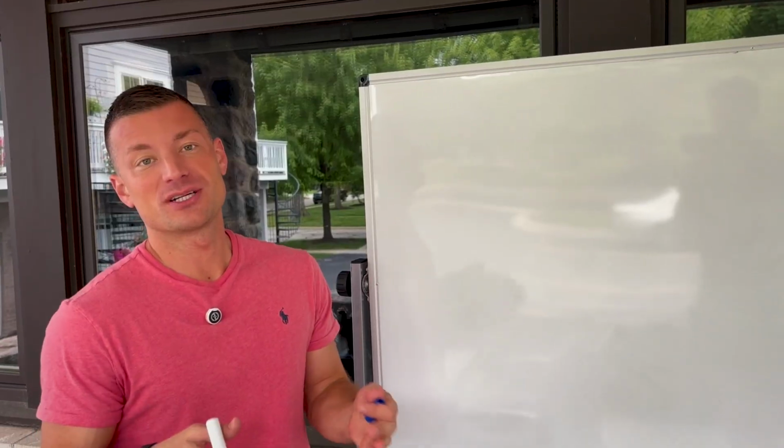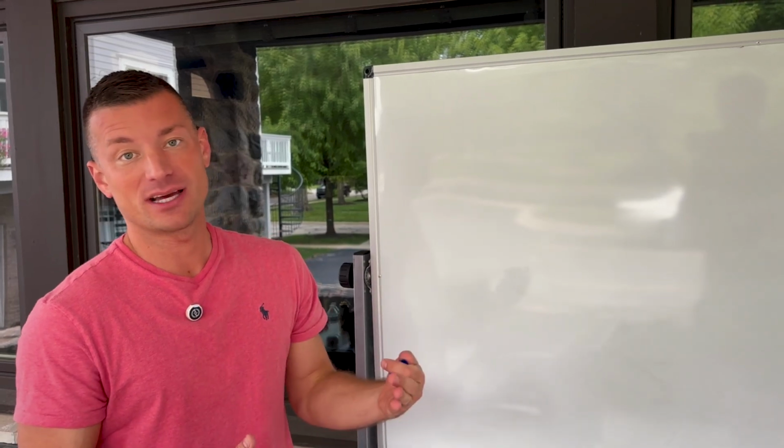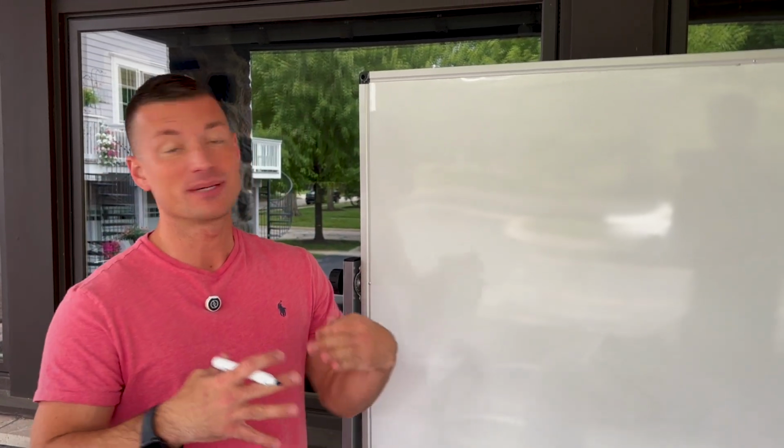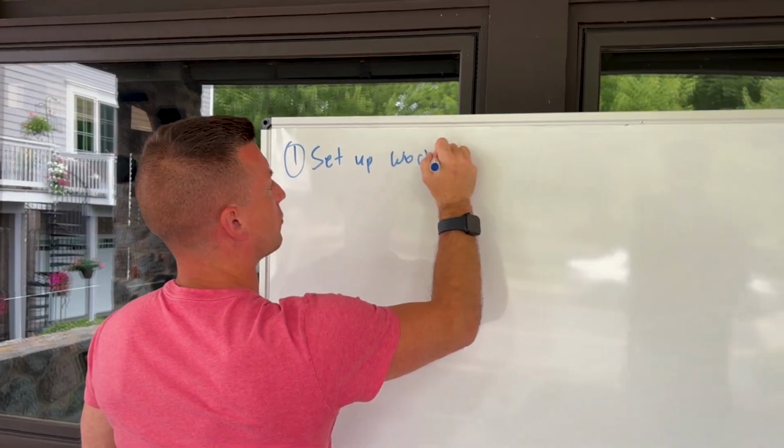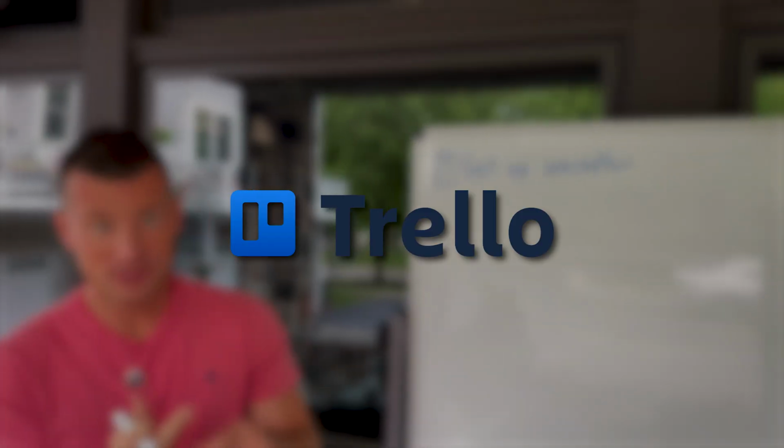First thing you're going to want to do, because you're going to be producing a lot more video content, which if you don't have a good process or system is going to be chaotic. So step number one, we want to set up our workflow. This could be Trello, Airtable, or Monday. And we've created mini automations throughout this process.